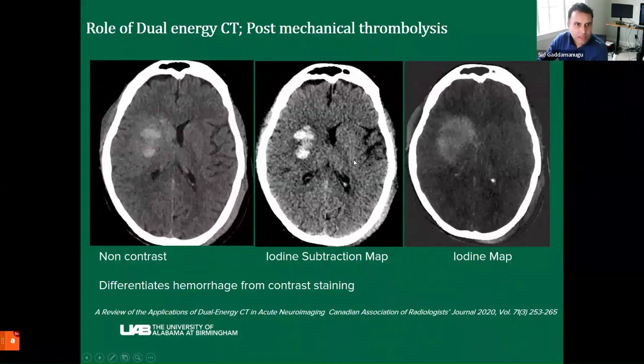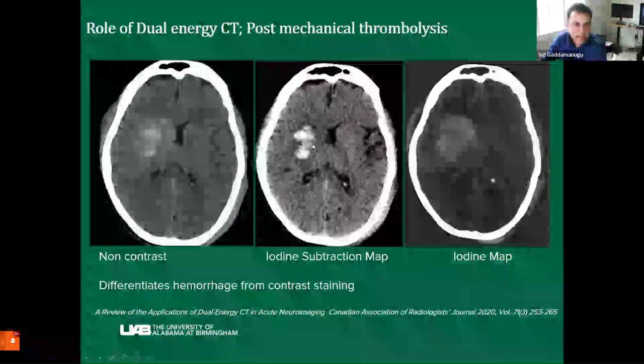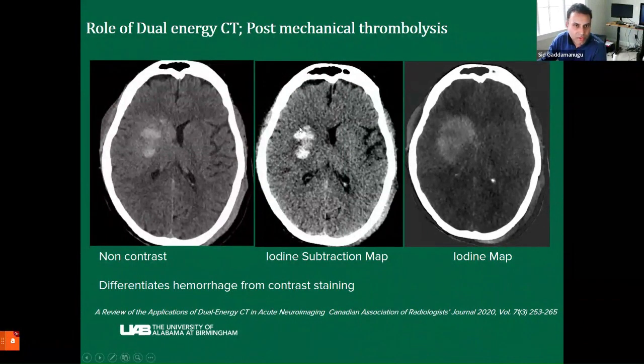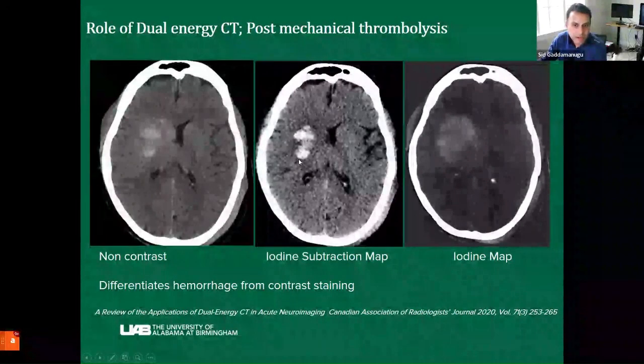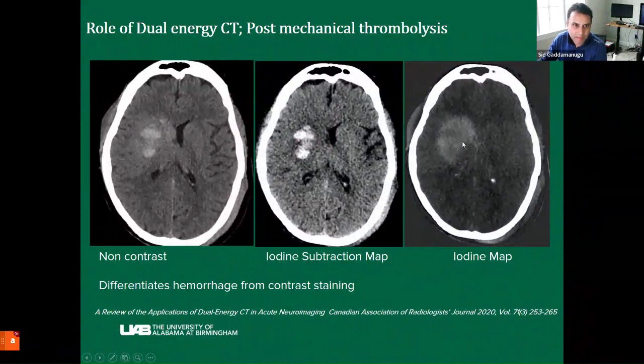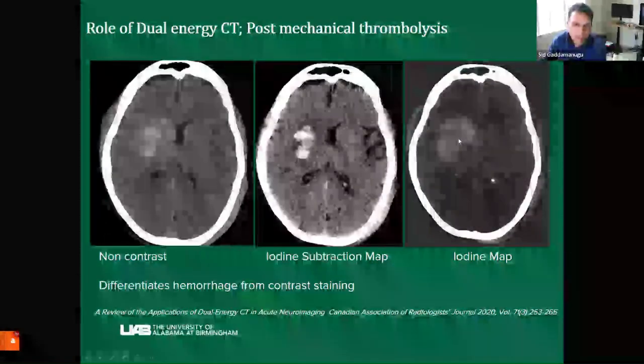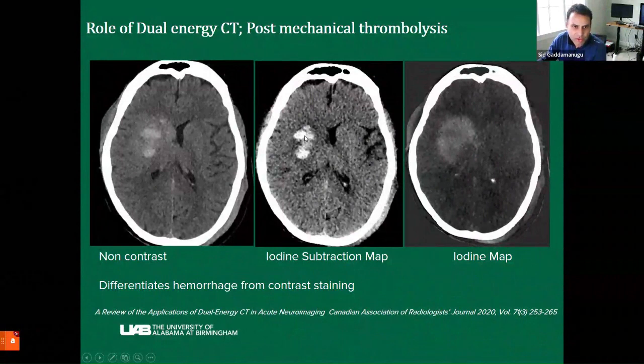So we do what is called dual energy CT. We routinely do dual energy CT after mechanical thrombectomy. And the goal of dual energy CT is to identify what is hemorrhage and what is contrast staining. So on this iodine subtraction map, the contrast staining is subtracted and all you see is this hyperdensity, which equates to hemorrhage. And this is an iodine map, and the iodine map shows what looked kind of faintly bright on a non-contrast CT as extremely bright. This is an iodine map which maps the iodine. And if you wiggle your eyes, you will see that these areas of hemorrhage, which you see on the iodine subtraction map, are actually darker on the iodine map.